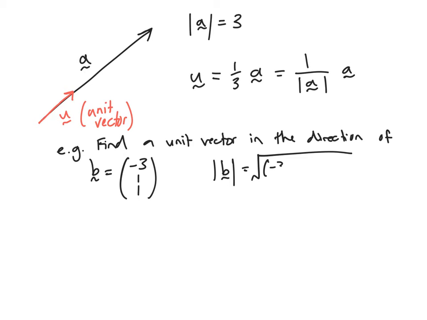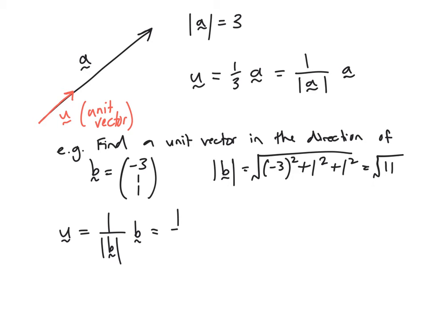So that'll be the square root of -3 squared plus 1 squared plus 1 squared, which comes out to the square root of 11. That's not 1, so it is actually not a unit vector, but we can figure out a unit vector. So I'm going to call the unit vector U, and that's going to be equal to 1 over the modulus of B multiplied by B. So in this case, that's 1/√11 multiplied by our vector B.